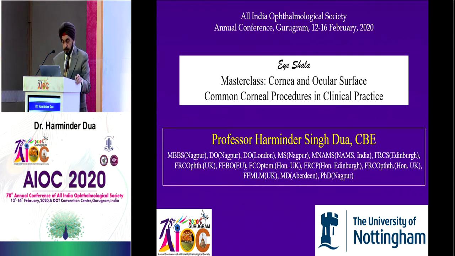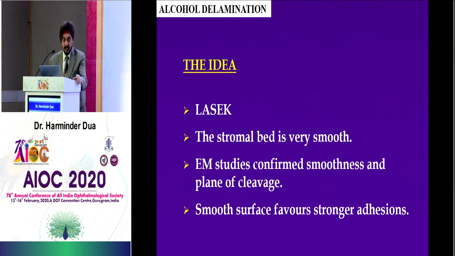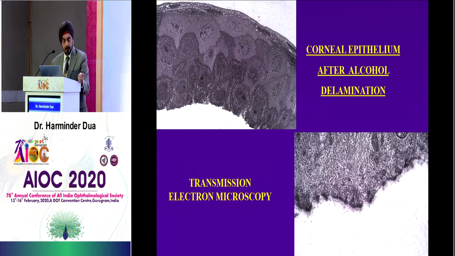So, moving on. Alcohol delamination of the corneal epithelium. The idea came from LASIK. It's nothing new. You put alcohol, you take the epithelium off, it leaves behind a very smooth stromal bed. The smoother the stromal bed, the firmer the attachment of the new epithelium that grows and the less likely it is to come off. So apart from LASIK, are there any other clinical indications for this?